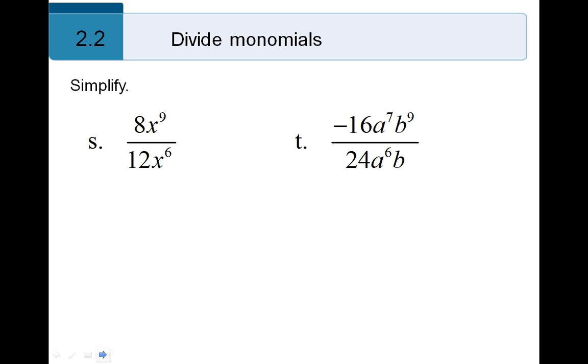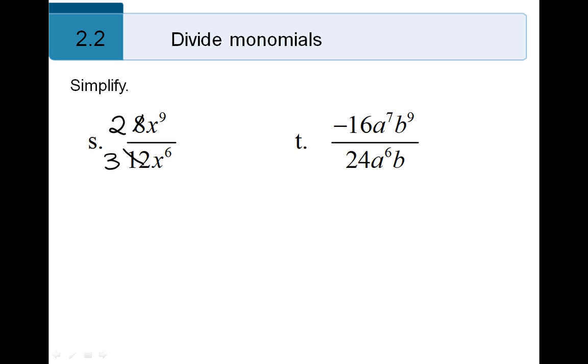Alright, we have 8x to the ninth and 12x to the sixth. Now, since 12 won't evenly divide into 8, we are just going to simplify the fraction 8/12. So we're looking for the greatest common factor. The biggest number that will go into 8 and 12 is 4. So let's divide each of those by 4. 8 divided by 4 is 2. 12 divided by 4 is 3.